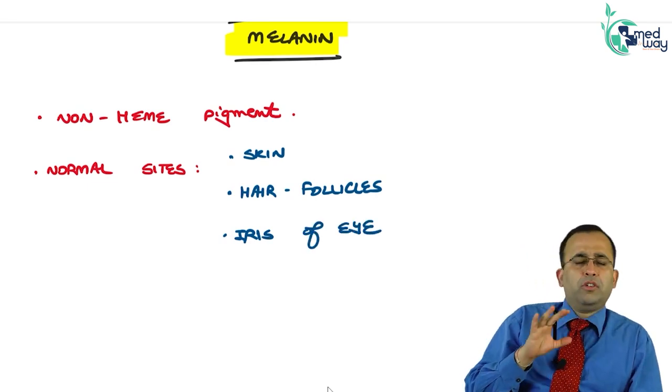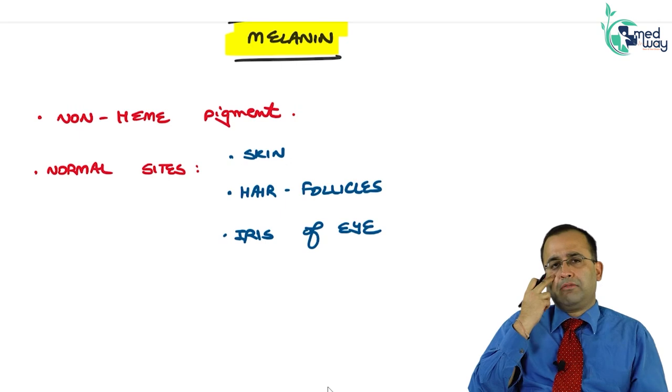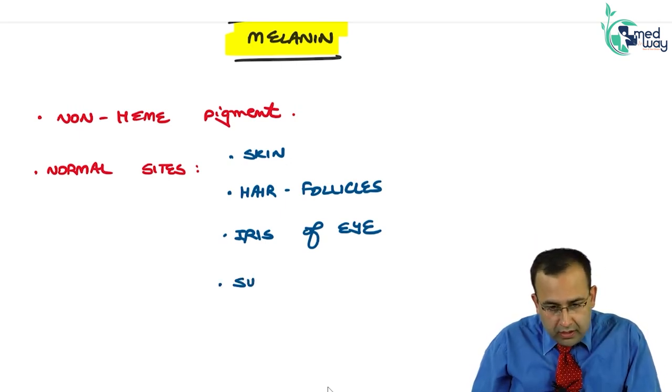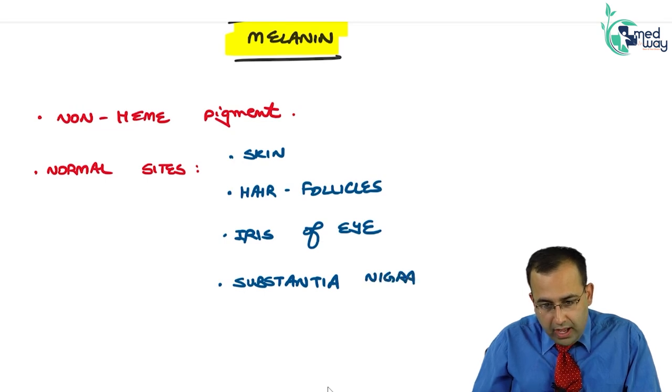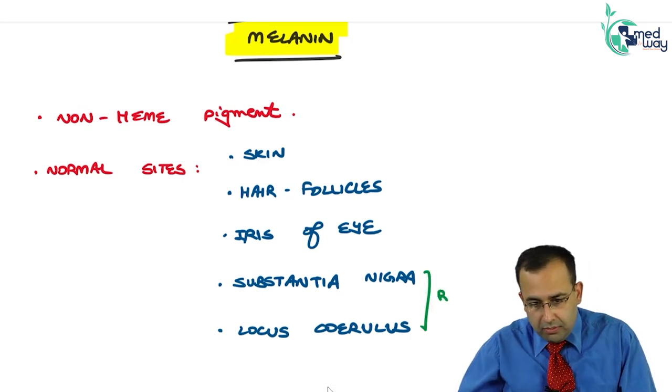These three were very obvious: skin, hair follicles, iris of the eye. Next, it is present in the brain. It is seen in substantia nigra and locus coeruleus in the brain.